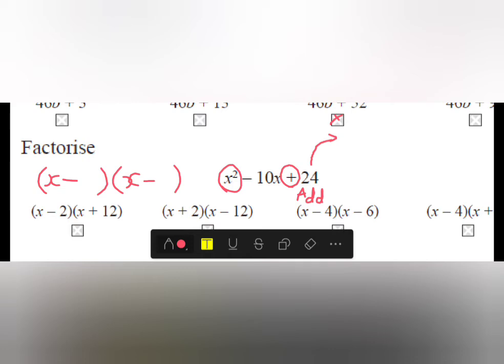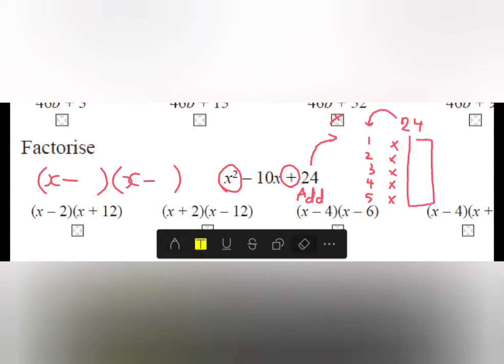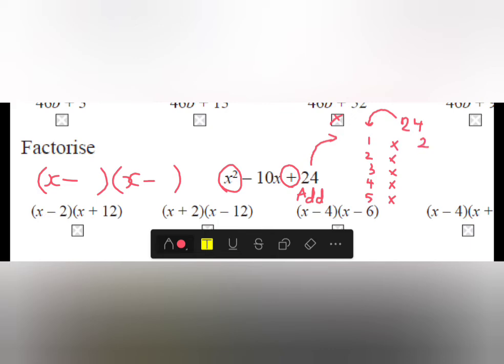How do we factorize it? By writing 24 here, and then writing 1, 2, 3, 4, 5, like this. And then we write the multiply sign next to each number. And then we divide the 24 on these numbers. And the answer that we get, we write it here. So let's start with the first one. 24 divide 1 equals 24. So we write 24 here.